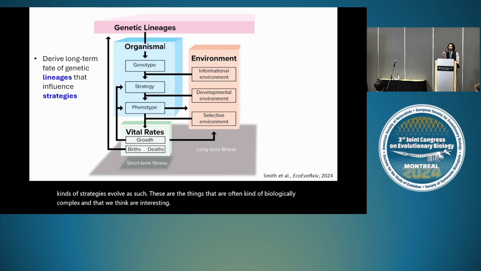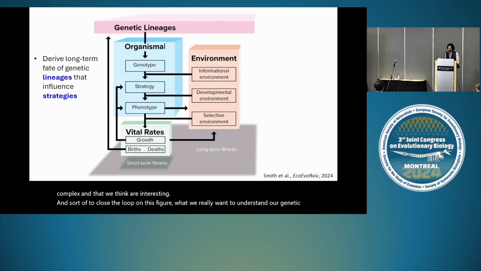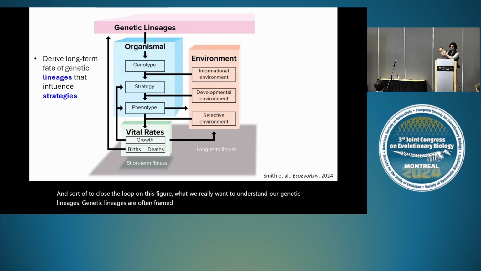And sort of to close the loop on this figure, what we really want to understand are genetic lineages. Genetic lineages are often framed as, for example, when you introduce a mutation, what happens to it? And our idea of long-term fitness is this sort of hazy shadow of the entire complexity of the system. But specifically, it's a hazy shadow that represents the fate of genetic lineages, which is a sort of complex process that relies on all the feedbacks of these different aspects of our models.